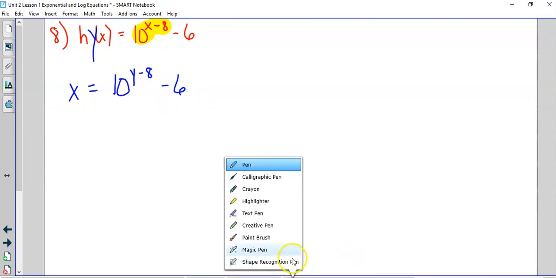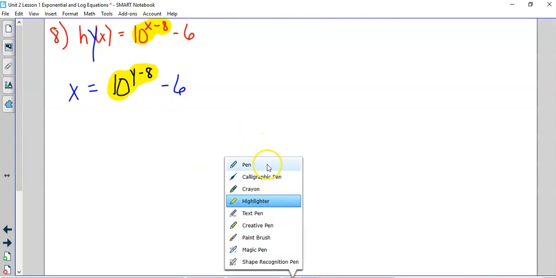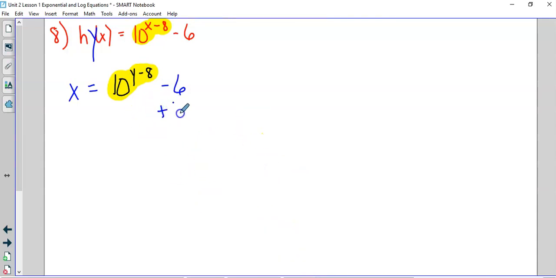I'm going to highlight that again. What needs to be isolated is this part right here. I need to get that part by itself, and then I can rewrite it as a log. So if I add 6 to both sides, that's going to isolate it. X plus 6 is just x plus 6. Okay, so now I have my base and my exponent isolated, so I can rewrite this as a logarithm.